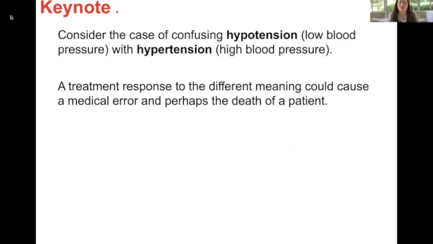Here's another example of some very close ones: hypotension and hypertension. Like I said before, hypo is low, hyper is high. So hypotension means low blood pressure. Hypertension is high blood pressure. World of difference. If you get the wrong one, it could mean a mess up in the medication. And where blood pressure is concerned, that actually could cause somebody to die. So not something to just muck around about.